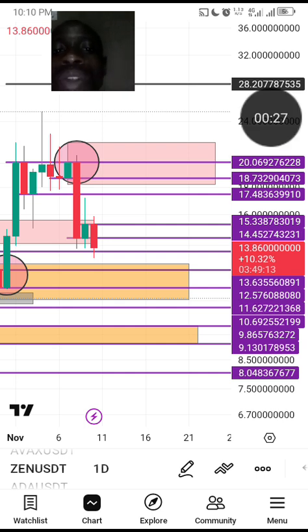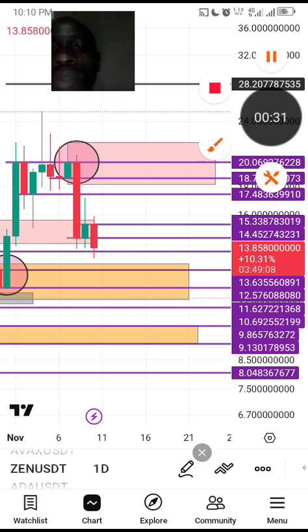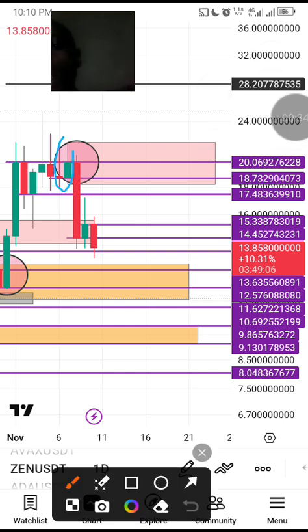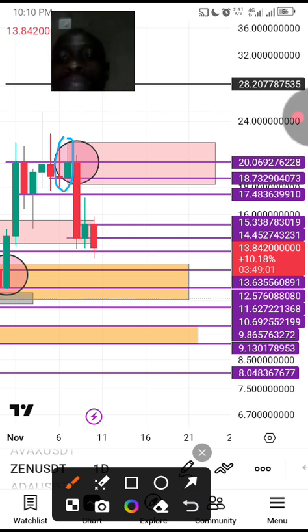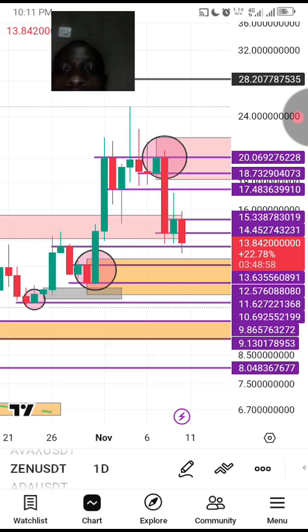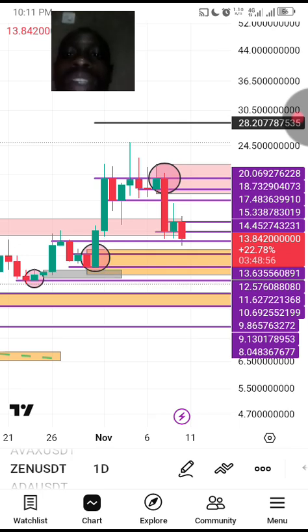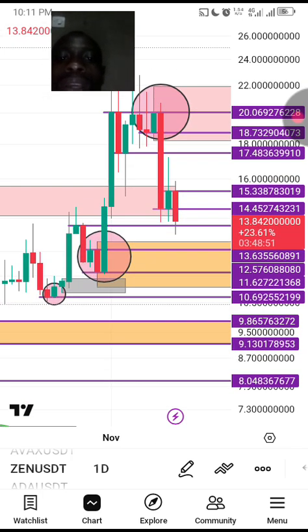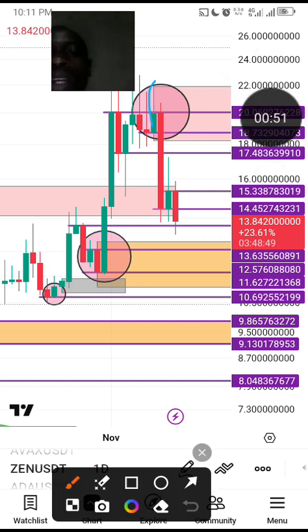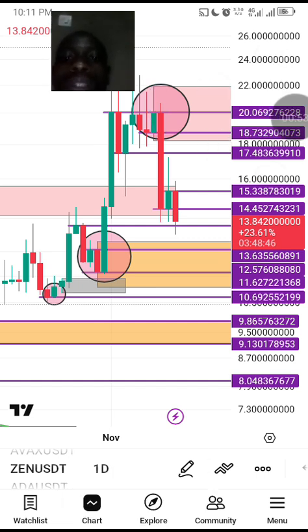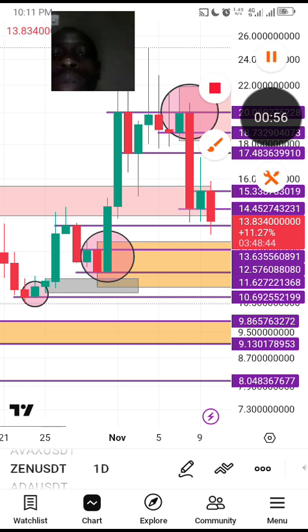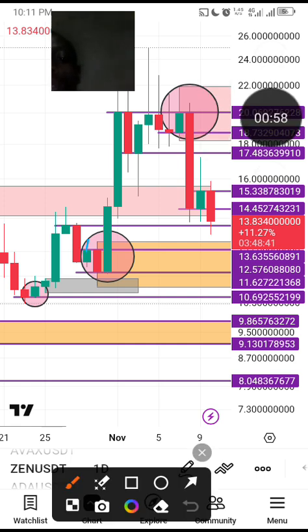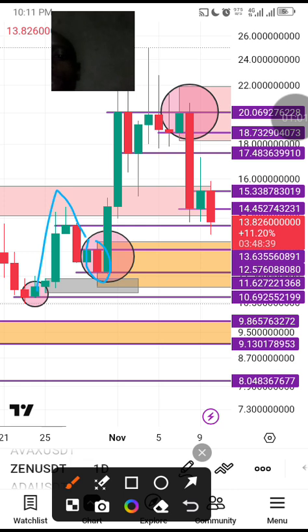To draw supply zones, always go to the candle that is followed by a momentum candle. This is a supply zone. Then it can also be a demand zone, like when you come on this side. If it is upper there, it is a supply zone. Trading is simple. And when it is down, it is a demand zone, from the market which is going upside.